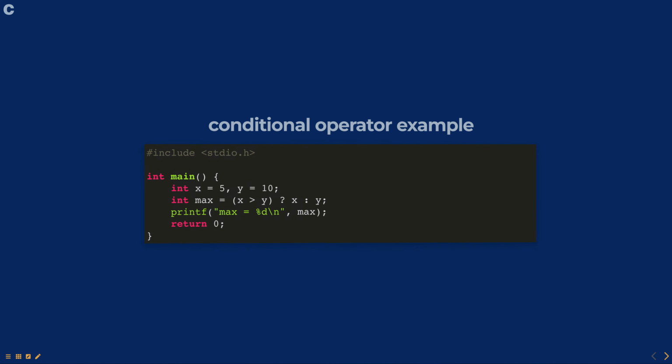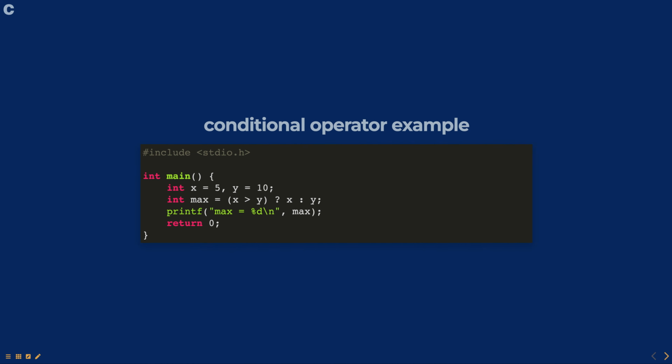Here is an example of the conditional operator in C. In this example, x is greater than y is the condition. If it is true, x is the value returned and assigned to max. Otherwise, y is the value returned and assigned to max.